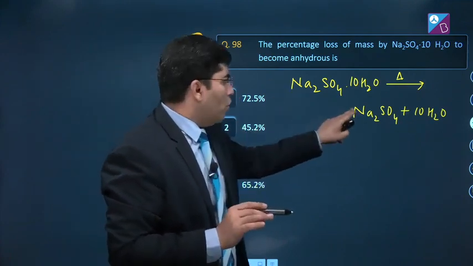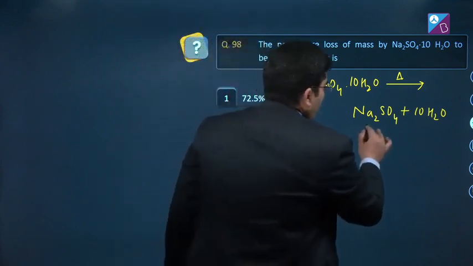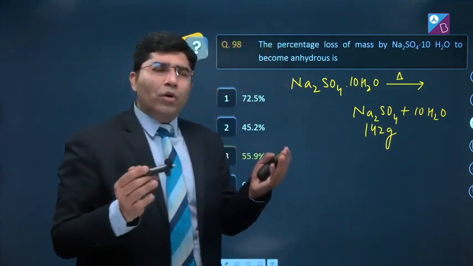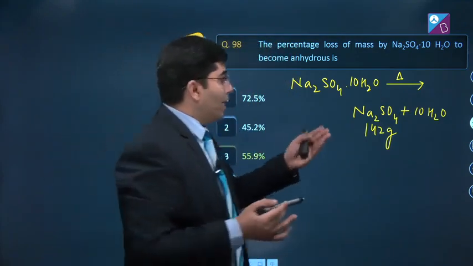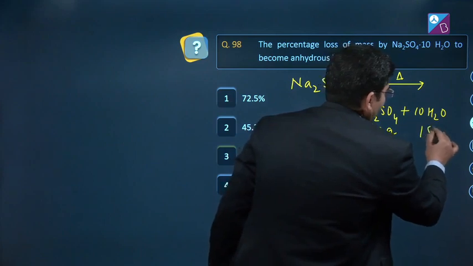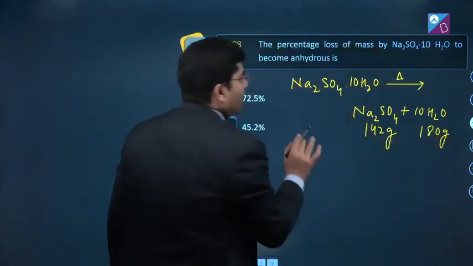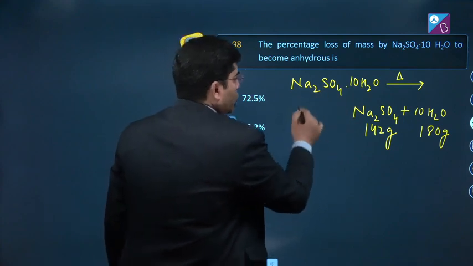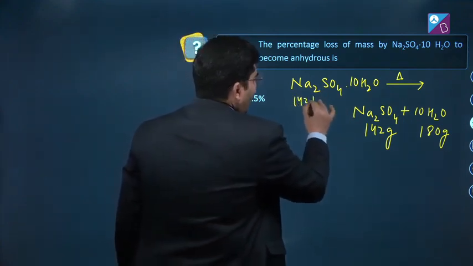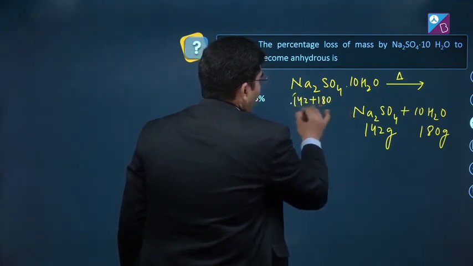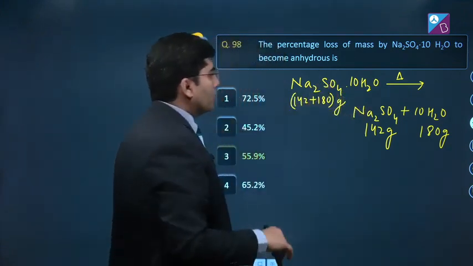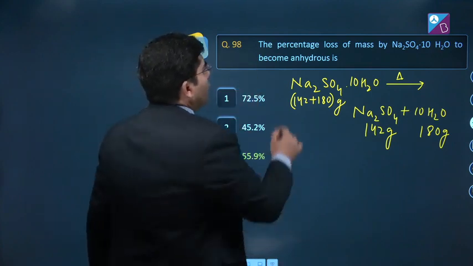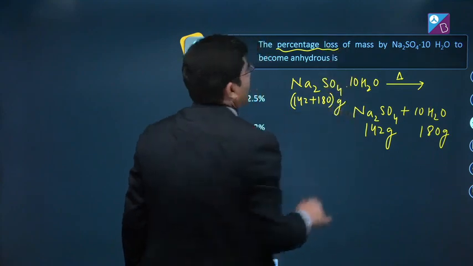Now, the molar mass, I am assuming this is 1 mole. So the molar mass of Na2SO4 is 142 grams, and we all know that the molar mass of water is 18. So 10 moles, it will be 180 gram. So what will be the mass of this whole compound? So that will be 142 plus 180 grams, correct?